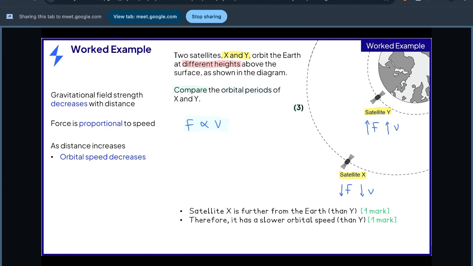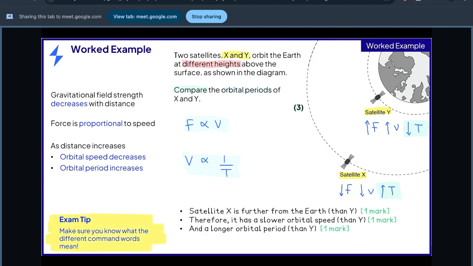And finally, as distance increases, orbital period increases, as speed is inversely proportional to time. This means satellite X has a longer orbital period than Y. This makes sense because satellite X has a much longer orbital path around the Earth than Y, so naturally it will take X longer to complete one orbit. In a compare question, you have to write down similarities and differences between two objects or things. Make sure you refer to both of them to get all the available marks.